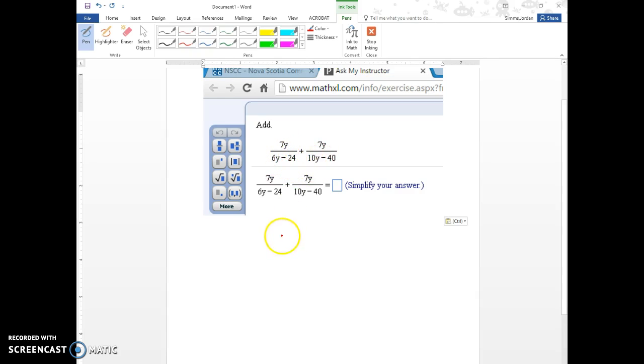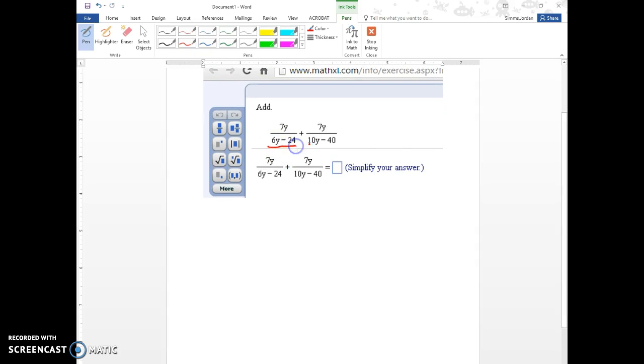idea what that is. So let's factor these denominators out, and that'll give us some idea as to what the LCD is. So I have 7y, and here I'm going to factor out the 6 from both terms, and that's going to give me y minus 4. Plus 7y, I'm going to do the second one now, and I'll factor out a 10, y minus 4.